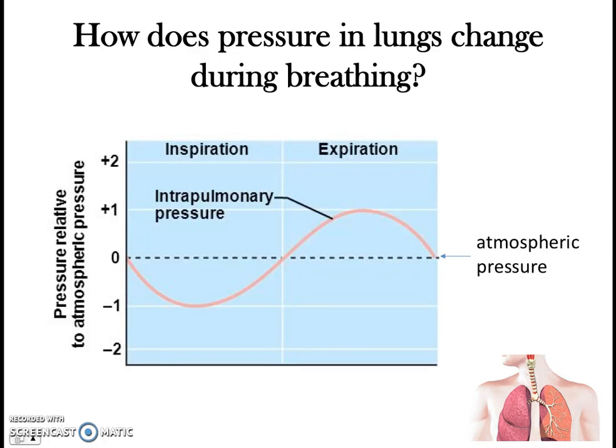Now I'm just going to end off by showing you a graph of what we have seen so far. This graph shows you the pressure in the lungs, the intrapulmonary pressure, compared to atmospheric pressure during inspiration and expiration. So what do you notice? You can see that during inspiration, the pressure in the lungs decreases. It becomes lower than atmospheric pressure. And that's what causes the air to move from the atmosphere into your lungs. And during expiration, you can see that the pressure in the lungs goes above the atmospheric pressure. And that's what causes the air to move out of the lungs into the atmosphere.